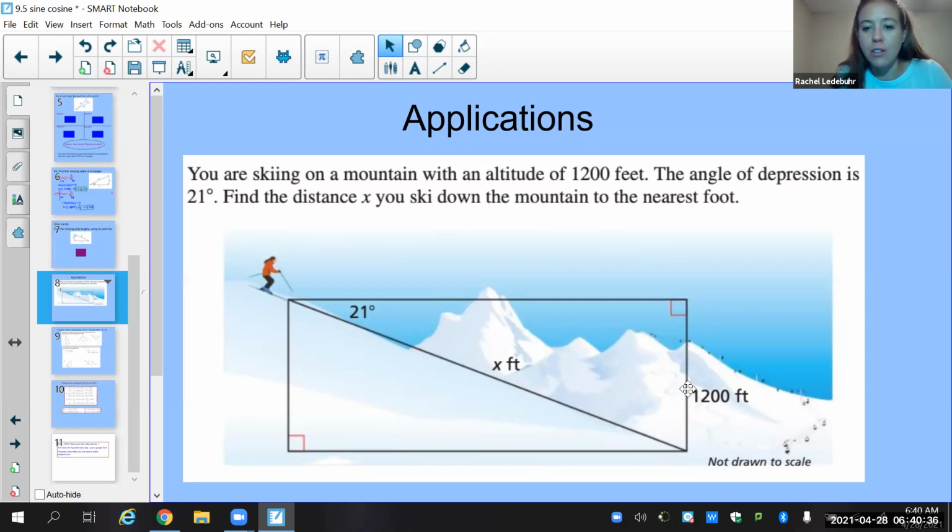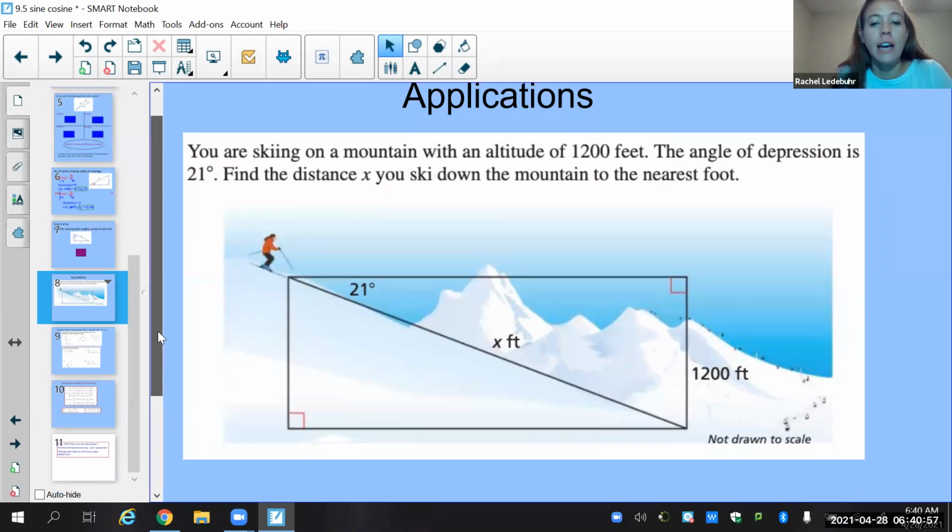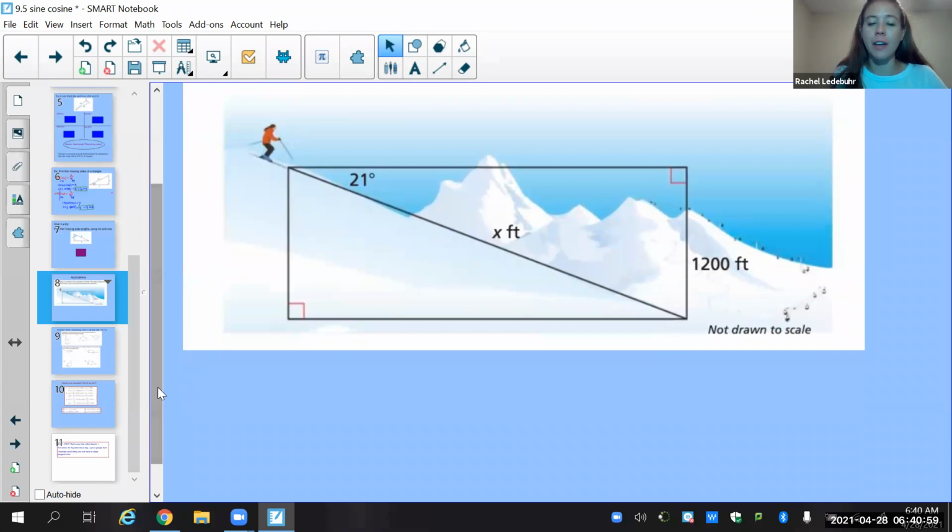So here's the altitude, the change in altitude, right? I may be up at a higher level of elevation, but my change in altitude is 1,200 feet. My angle of depression is 21. I'm going to be focusing on this triangle here, and I want to know what x is. Well, I'm going to use that angle of depression. Now you have to think of what pieces I have. Am I going to use sine or cosine here? Drop it in the Edpuzzle.